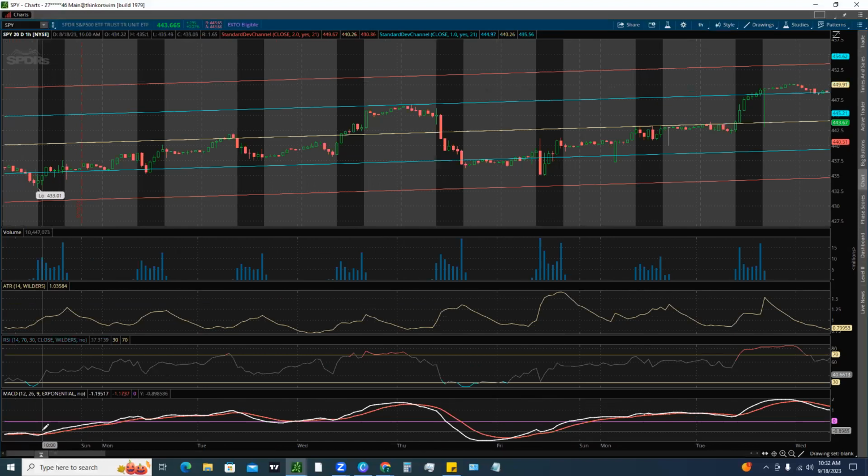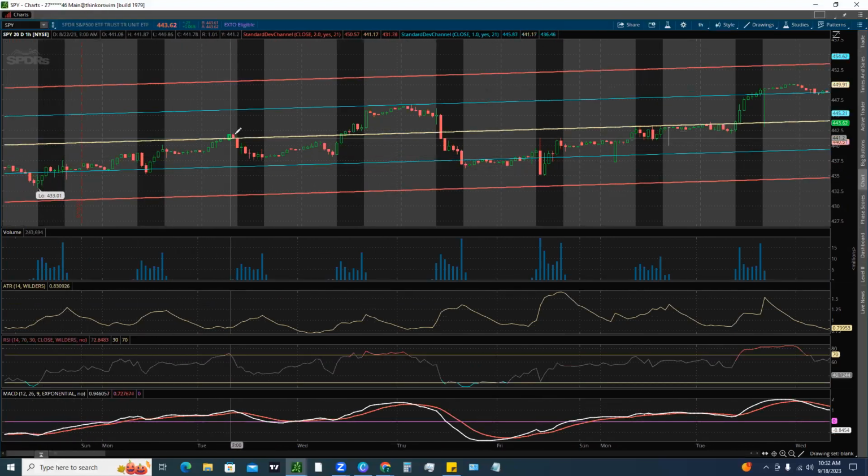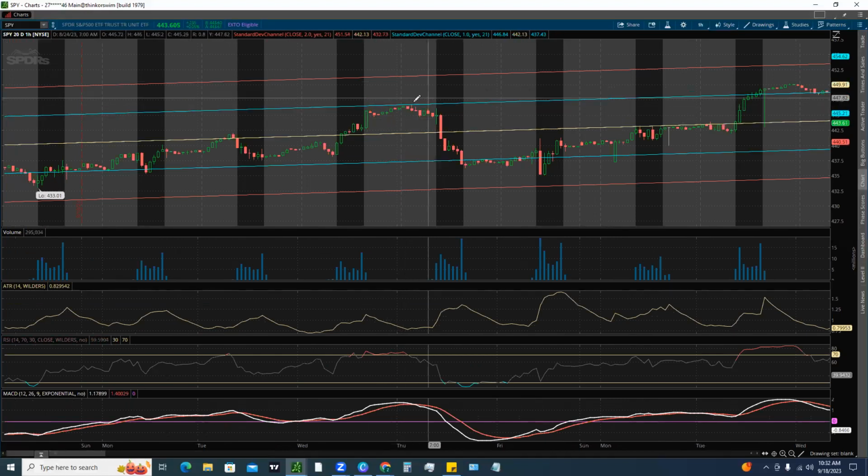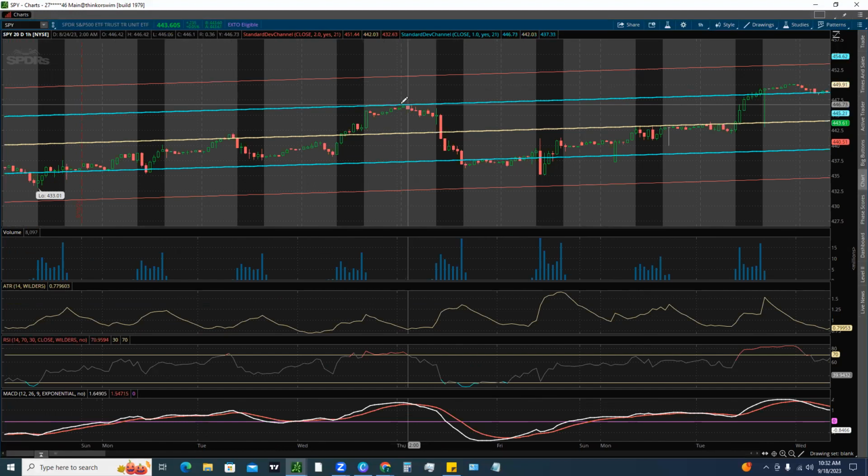Very shortly afterwards, we get a MACD crossover, and you can see we ride it up here back to the middle line, and then we actually ride it up here back to the top line. And then after we hit the top standard deviation line, remember blue is 1 standard deviation. What do you see? We start to sell off.